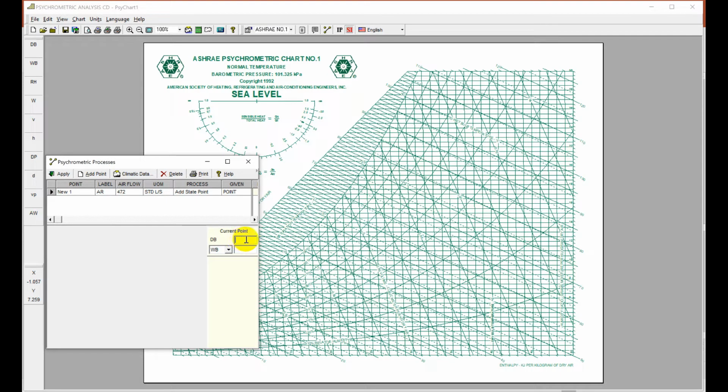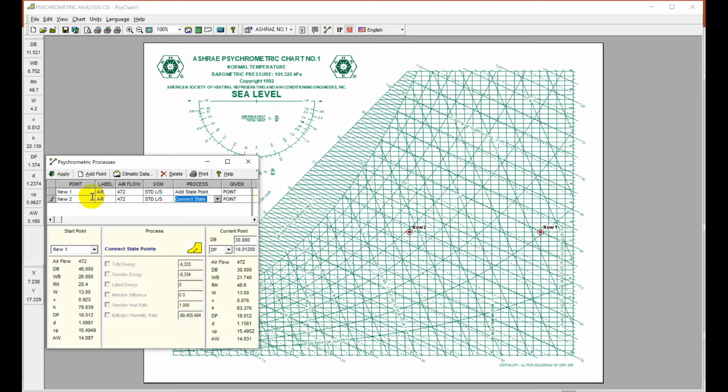At this point we have 46 ambient before, and we have the wet bulb temperature 26. So we have the dew point temperature 18.012 here. We will apply this point. Then we will go to the next. Now we have the dry bulb temperature 30 and the dew point temperature 18.012. So this is our second point.